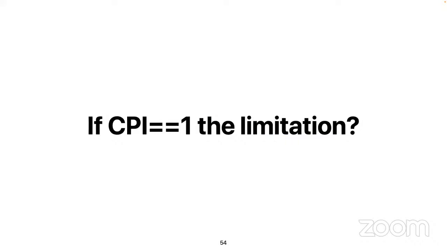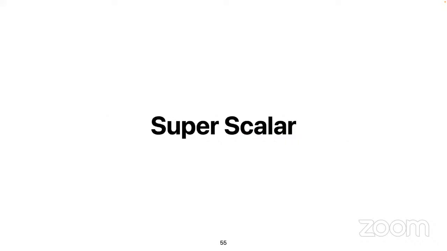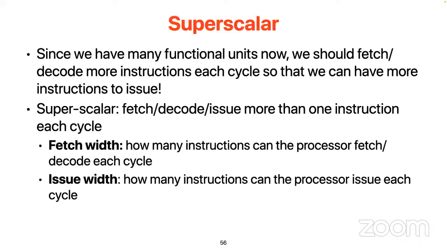So now the question is, even though we highly optimize our code, we still have the big question mark here. Is CPI equal to 1 our ultimate limitation? The answer is definitely no. In fact, every one of our modern processors is now a so-called superscalar processor. The idea of a superscalar processor is that we have so many functional units. If we can only see one instruction at a time, we are going to miss out on the chance of fully utilizing those functional units.